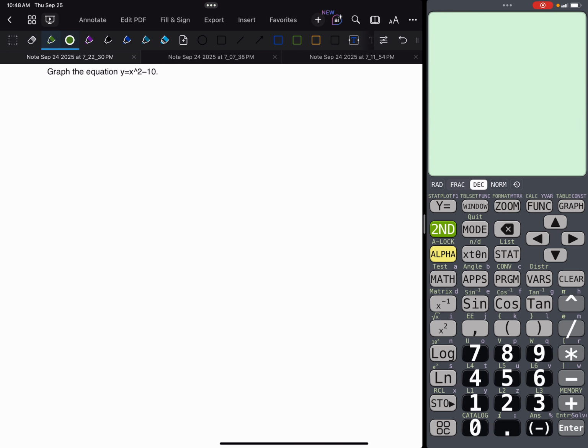Okay, so for this video, we're wanting to graph an equation. But for this video, we don't have some background. We know what a quadratic is, but we don't know the shape of a quadratic. Later in the course, we'll know this is just a bowl, and the transformation on this bowl is that it's been shifted down by 10.